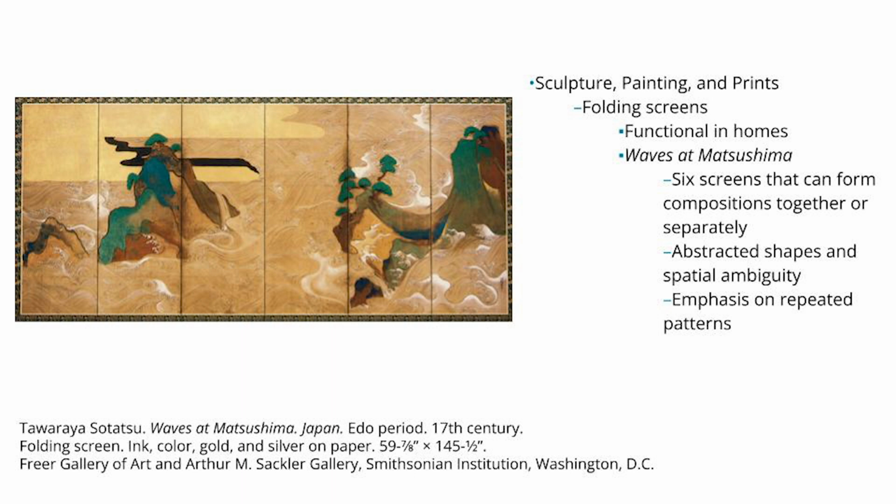And this is 6 different screens that can form compositions together, but also if you look at them separately, they hold their own compositionally. And they feature a lot of abstracted shapes and spatial ambiguity. Looking at it as a whole, you can see that it's kind of like a landscape of these poking out mountains with trees over water. But everything is so abstracted that it's not really grounded in reality. And it also has an emphasis on repeated patterns, specifically looking at the patterns in the waves of the ocean.